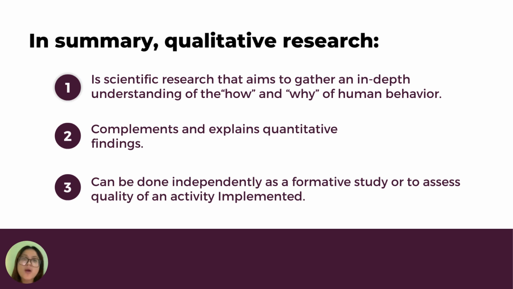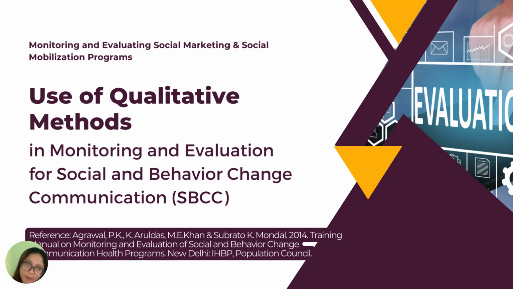In summary, qualitative research is first a scientific research that aims to gather an in-depth understanding of the how and why of human behavior. Second, it complements and explains quantitative findings. And third, it can be done independently as a formative study or to assess the quality of an activity implemented. That ends my report on the use of qualitative methods in monitoring and evaluation for social and behavior change communication programs. Thank you, everyone.